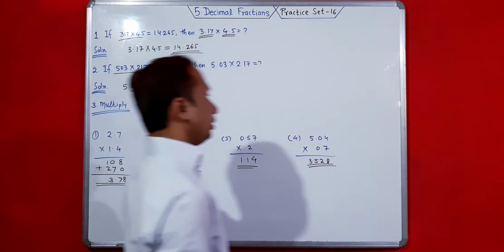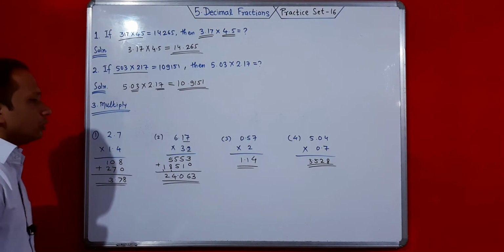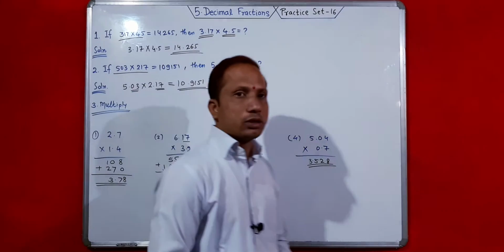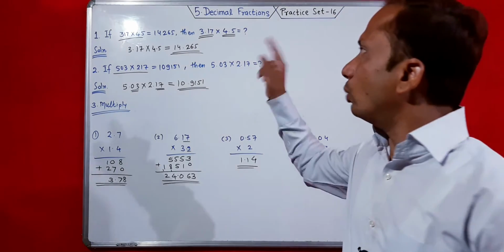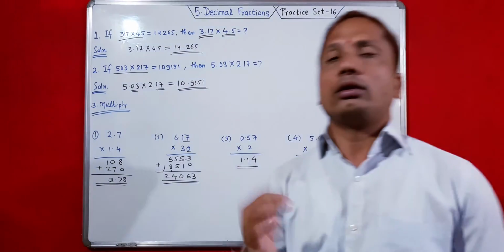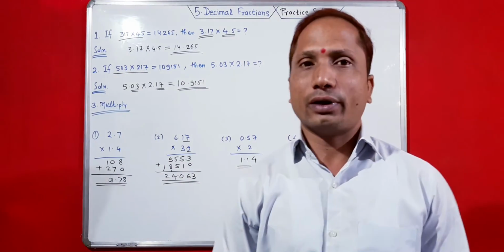In this way you have to multiply very easily. You can do this. Multiplication is also very easy. So this is question number 1, 2, 3. We have solved it, and now we are going to solve question number 4 and 5.